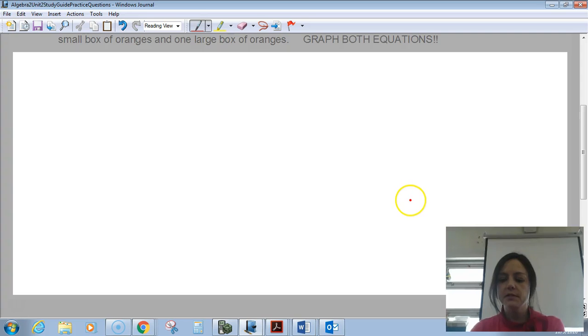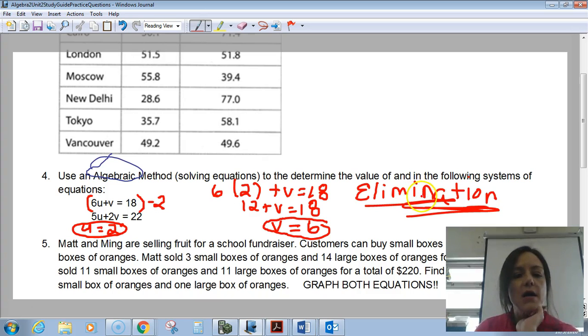What's next? Matt and Ming are selling fruit for the school fundraiser. Customers can buy small boxes of oranges and large boxes of oranges. Matt sold 3 small boxes of oranges and 14 large boxes of oranges, and Ming sold 11 small boxes of oranges and 11 large boxes. Find the cost of each one small box of oranges and 1 large box of oranges.